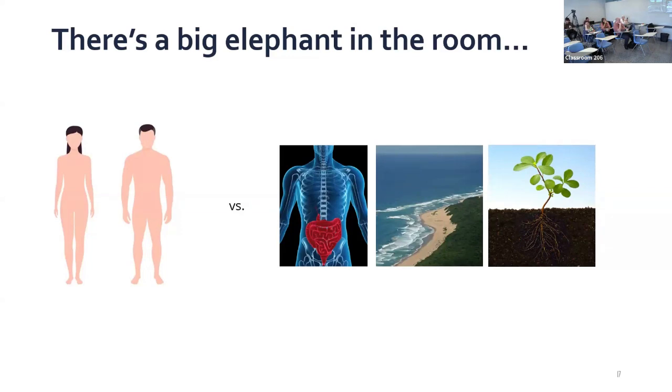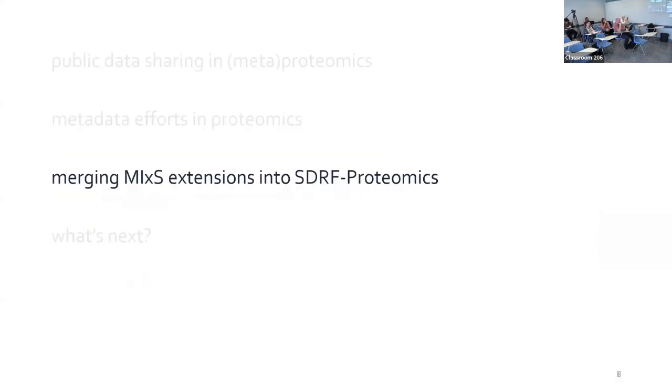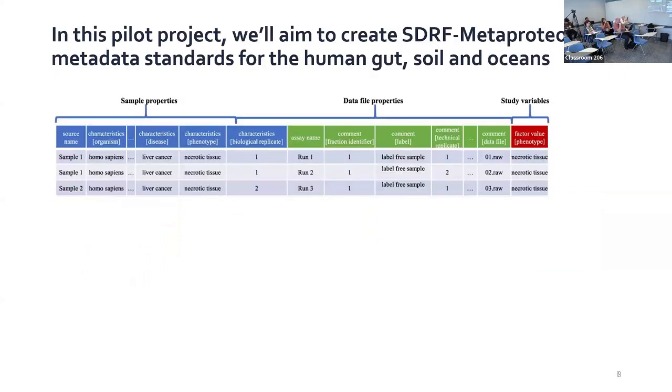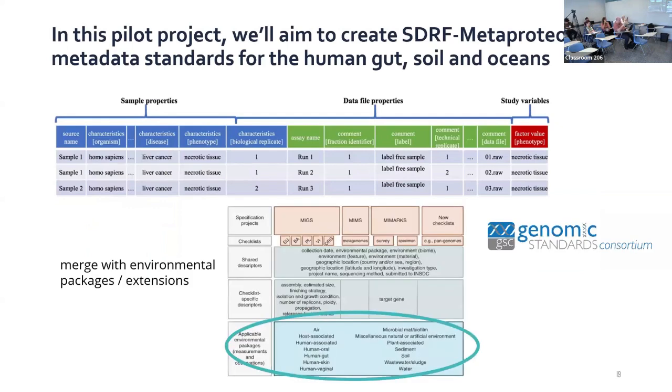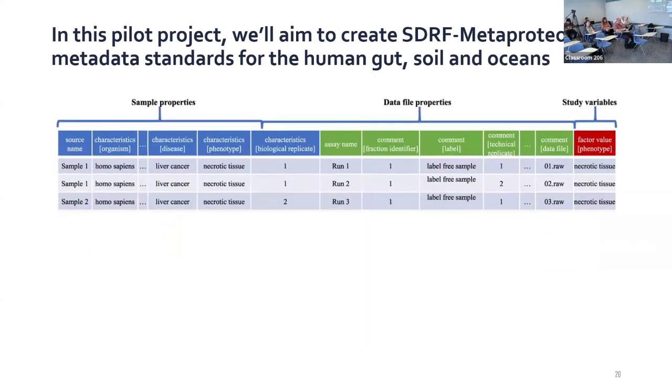So the only thing left for us to decide is which additional features to add per environment. Looks easy, but turns out that different researchers and experts have different opinions about it. Who knew, right? So luckily, with the efforts at GSC, we might be able to solve this. In GSC, they have developed environmental packages and extensions, which we will try to implement in SDRF proteomics.